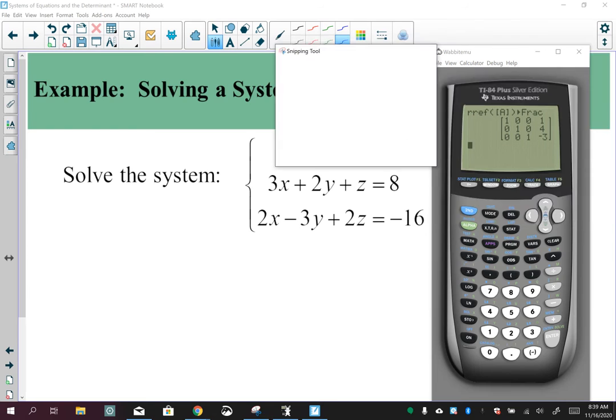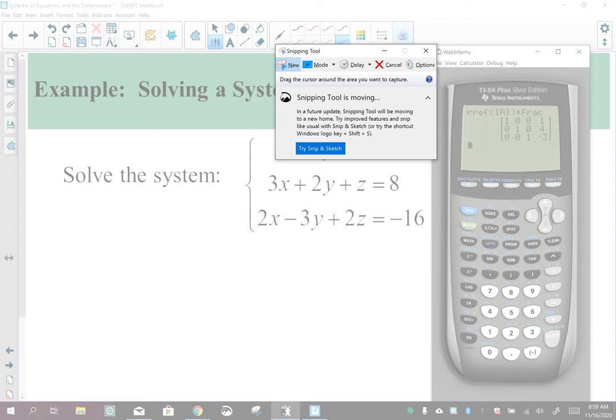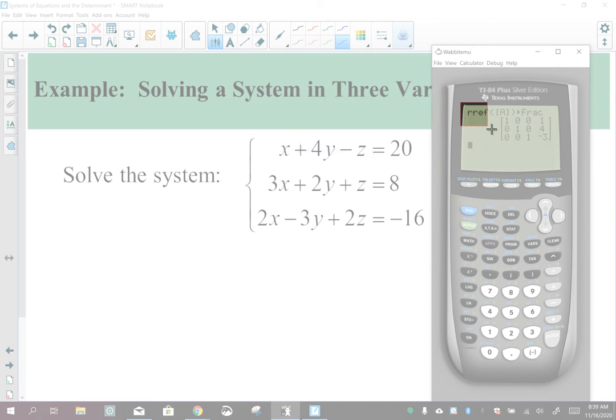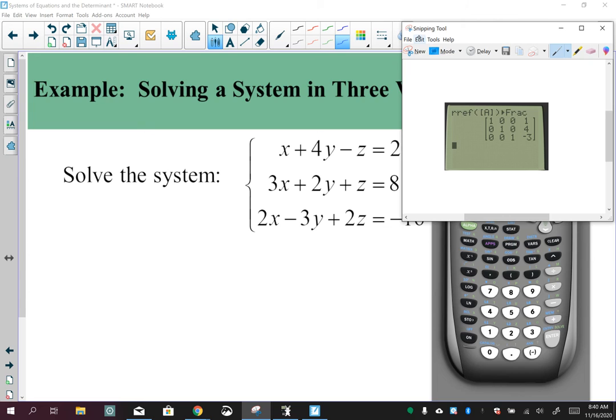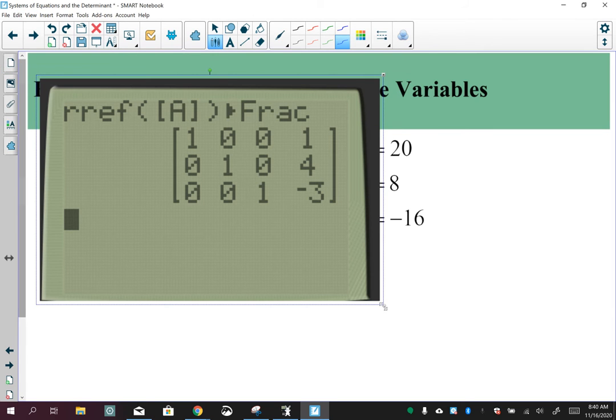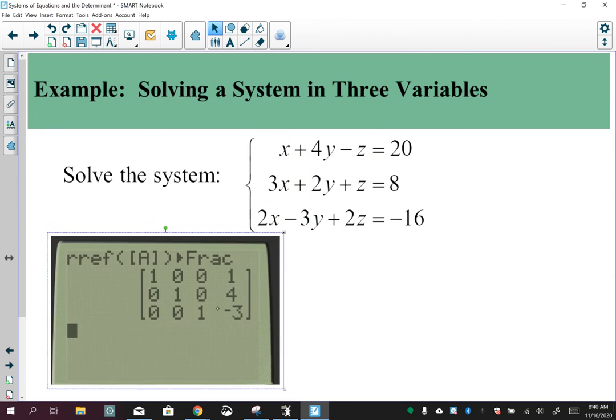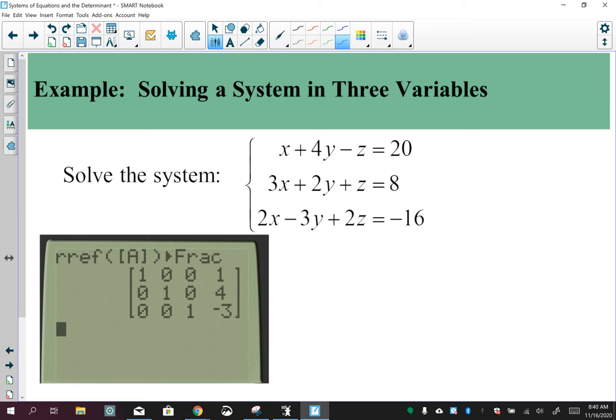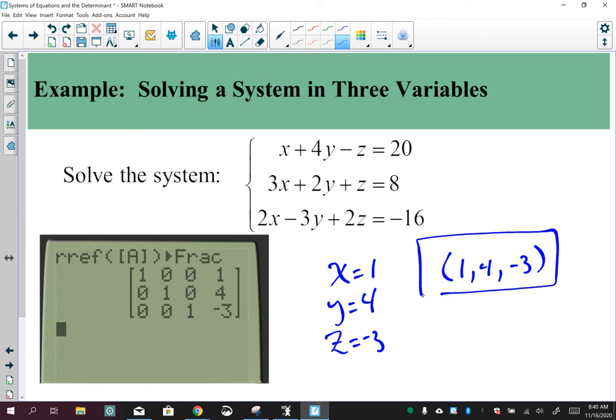So let me just do this. Ooh, where'd it go? Oh, try it again. I'm going to do that. Copy. Come over here. I'm going to paste that in. Ooh, there it is. Look at that. So that way, when I write this down, I say X is equal to 1, Y is equal to 4, Z is equal to -3. So when I write my ordered triple, this would be my answer.